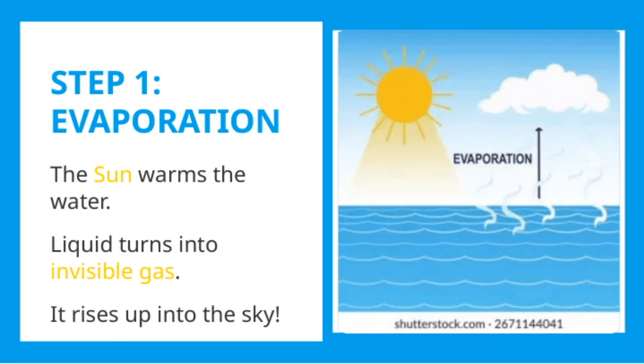Now imagine the water in a lake or a puddle. When it gets warm enough, it starts to rise up into the sky. This process is called evaporation. Essentially, the liquid water turns into an invisible gas, called water vapor, and it's no longer in its liquid form. The sun plays a crucial role here because its warmth provides the energy needed to make this happen.